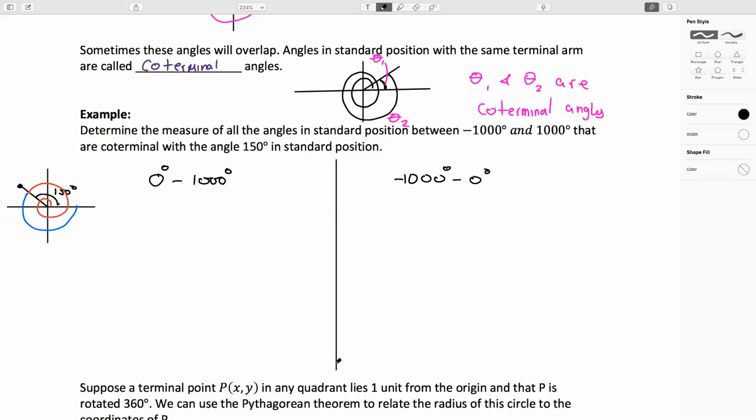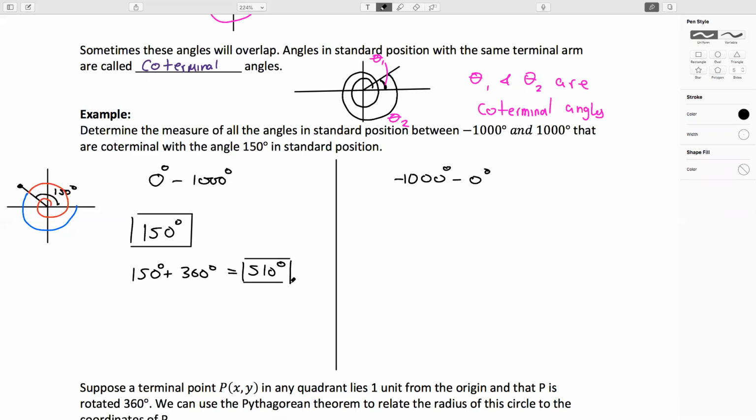From 0 to 1,000, we've got the first one, it's 150. If you want to find something that's coterminal to that, it has to go around the circle one whole time. To complete one revolution, you go through 360 degrees. So the next angle is going to be 150 degrees plus 360 degrees, which is 510. So that's another coterminal angle.